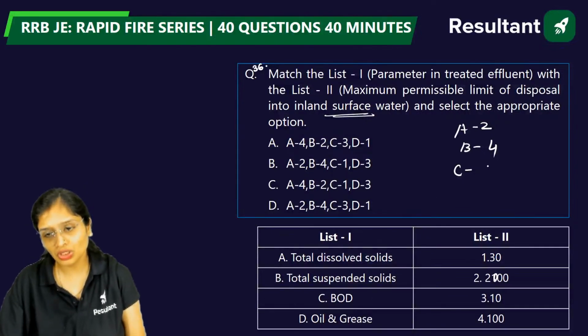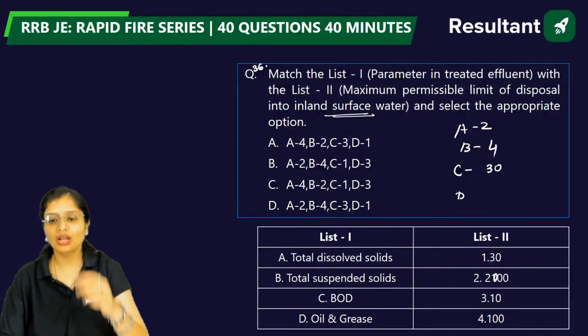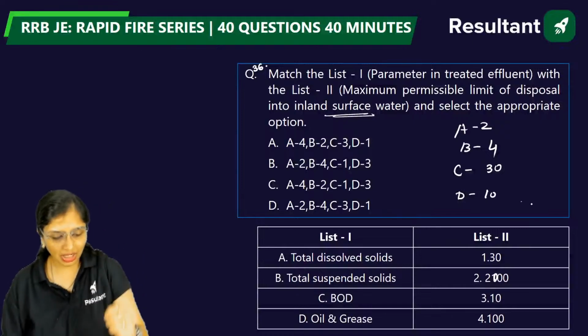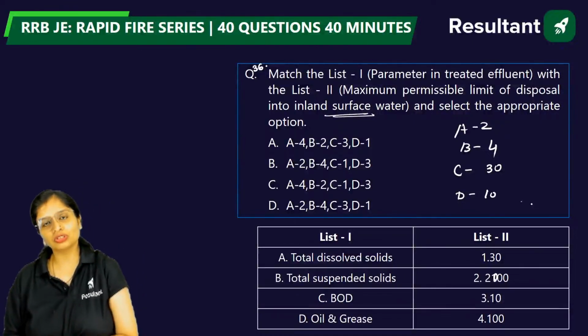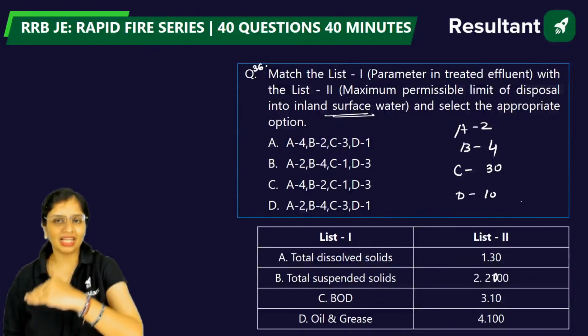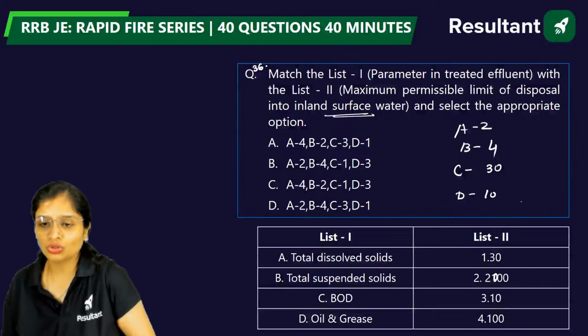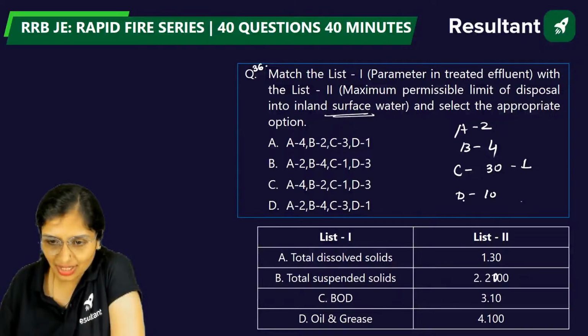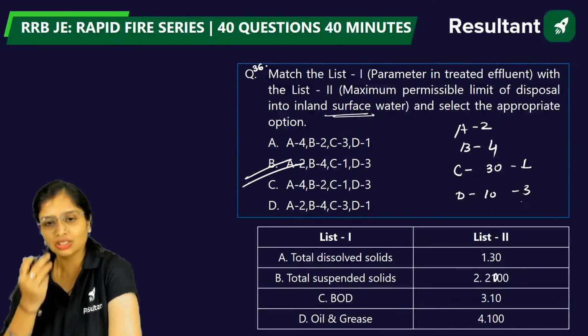So up to 30 mg per liter you will allow, and oil and grease we allow very little, that is 10 mg per liter, because when you do the treatment, oil and grease hinders the treatment of the particles, so that is why we keep it as low as possible. So the C is 30, which is 1, and D is 10, that is 3. 2 1 2 4 1 3. 2 4 1 3.